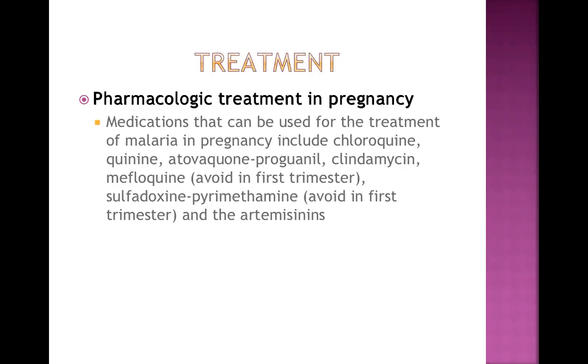Now, what about in pregnancy? Remember, primigravida are very commonly affected by malaria in the endemic area. So what do we do if a pregnant lady is having malaria? The medications that can be used for the treatment of malaria in pregnancy include chloroquine, quinine, atovaquone-proguanil combination, clindamycin, and mefloquine. Mefloquine should be avoided in the first trimester. We can use the sulfadoxine and pyrimethamine combination as well, but this is also avoided in the first trimester. And you can also go for artemisinin combination. There is not much difference between the treatment of malaria in pregnancy and in other patients. Only some exceptions are there, like those drugs mentioned, which should be avoided in the first trimester.